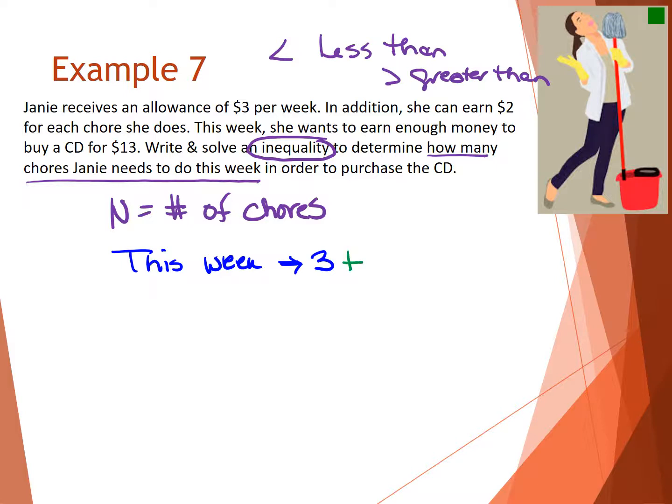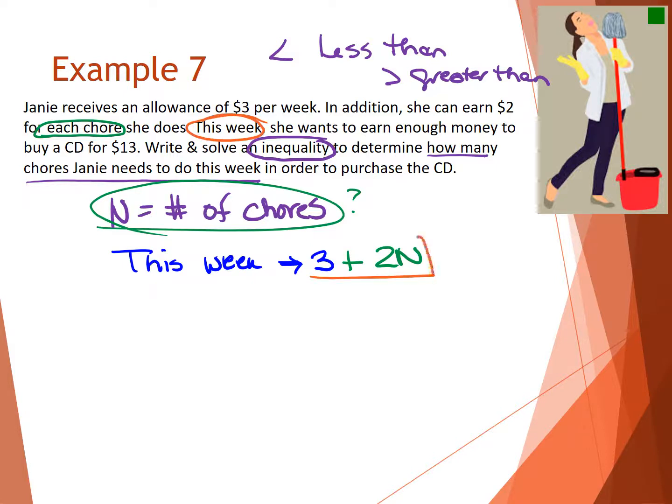How much are we adding? $2 for each chore. Well, how many chores did she do? I don't know. So it's $2 for each chore. So if she does one chore, it's $2. Two chores, it's $4. Three chores, it's $6. So we're going to multiply however many chores she does times 2. So this is what she's got this week. And then when we go to the next sentence, it says, this week, what is this week? Right there. 3 plus 2n, that's how much money she has this week.